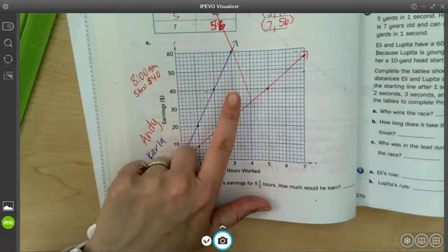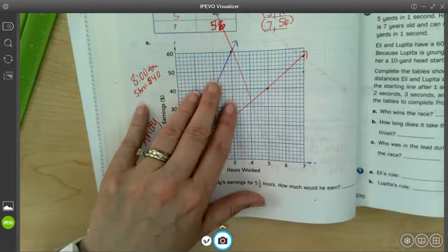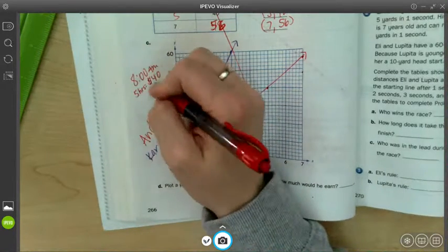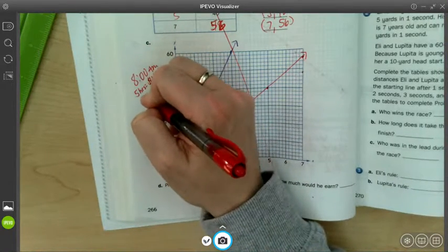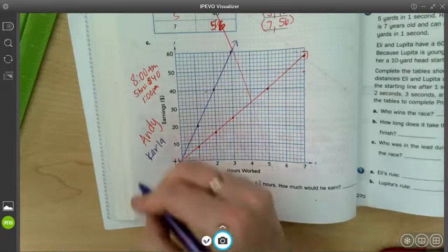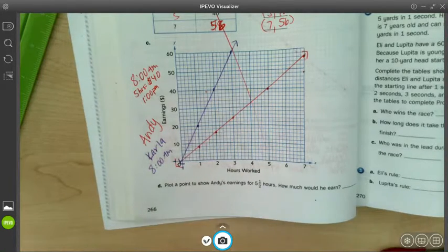Okay, hopefully you're able to do 9, 10, 11, 12, and then 1 o'clock. So if Andy starts work at 8 a.m., he's going to have to work until 1 p.m. to get those $40. What about Carla? If Carla starts work at 8 a.m., at what time is she going to earn that $40?